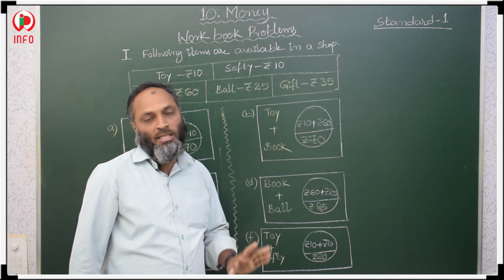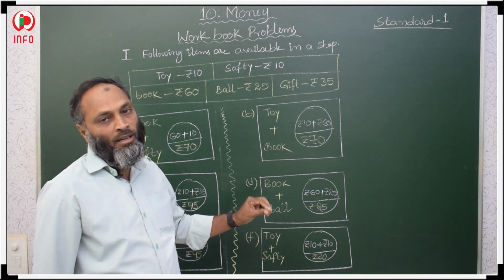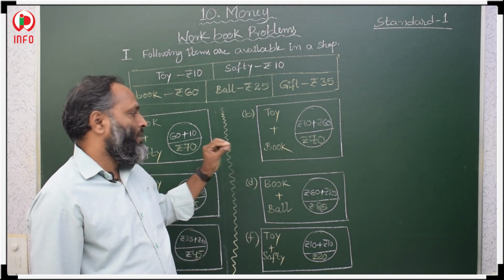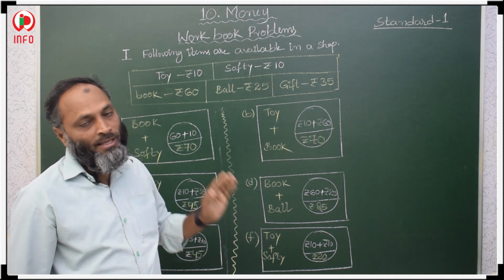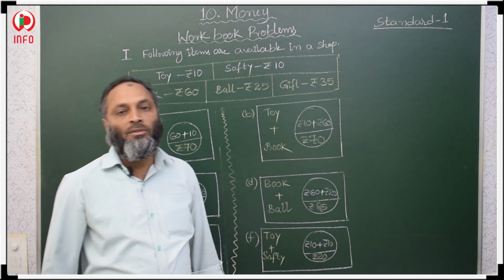In that way, what two items are given? According to that, see what price is given. So that price we have to add, and whatever the sum, that is the total price of the two items. Okay students.